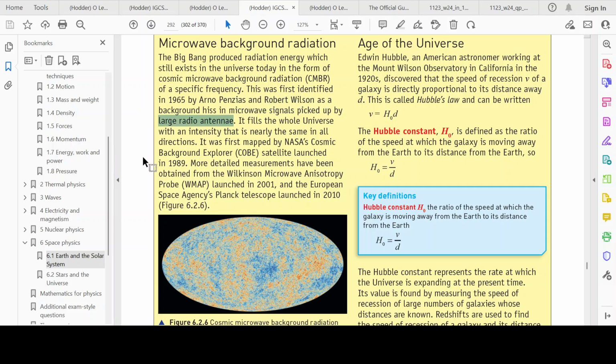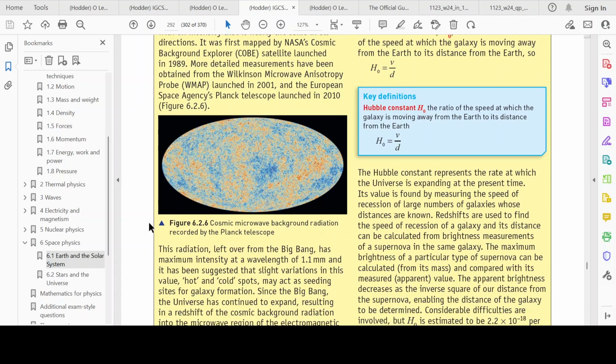And so they looked at it, and it turns out that this background microwave radiation fills the whole universe with an intensity that is nearly the same in all directions. So it's everywhere, it's the same intensity, it's the same frequency. It was first mapped by NASA's Cosmic Background Explorer satellite launched in 1989. More detailed measurements have been obtained from the Wilkinson Microwave Anisotropy Probe launched in 2001, and the European Space Agency's Planck telescope launched in 2010. And this is an image over here of the cosmic background radiation as recorded by the Planck telescope.